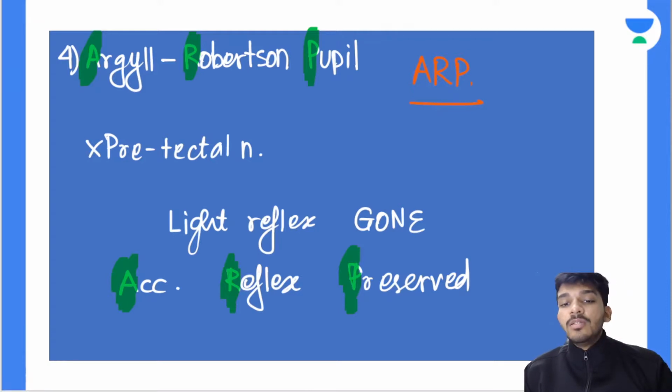So there's damage to the nuclei of the posterior commissure, right? Superior colliculus damage.